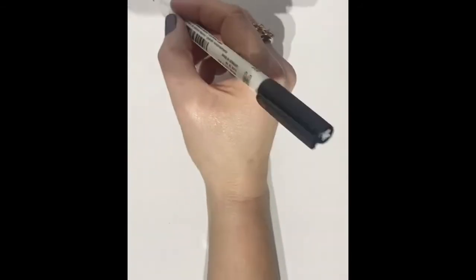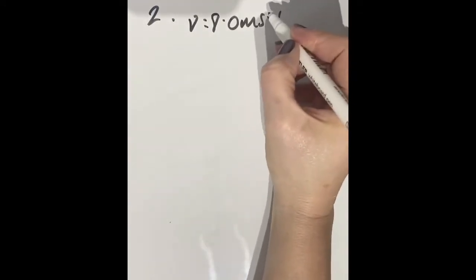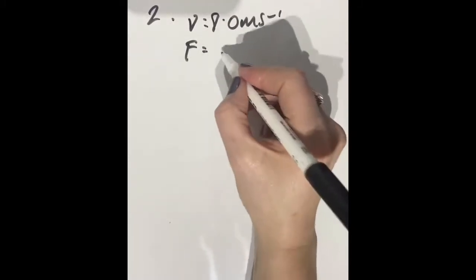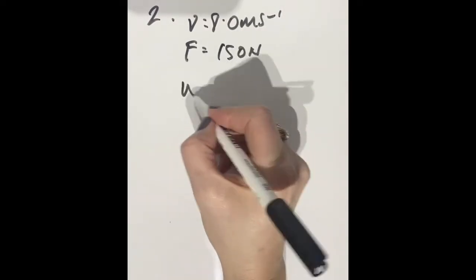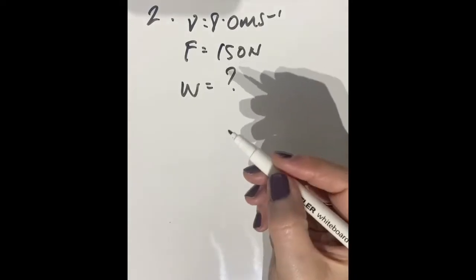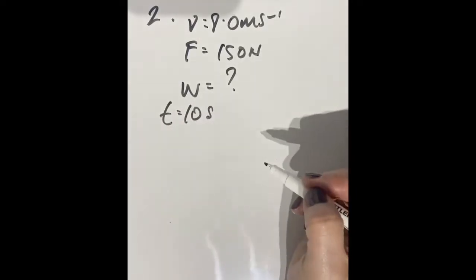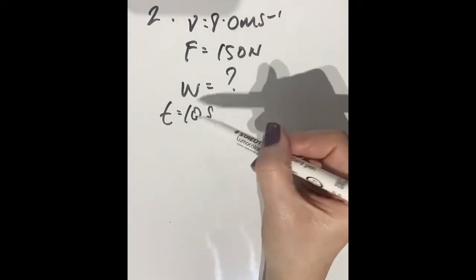Okay, question 2. A cyclist travelling on a level road at a velocity of 8 meters per second. Her legs provide a forward force of 150 newtons. How much work does she do in 10 seconds? Okay, t equals 10 seconds. So we know a velocity, we know a force, we need to calculate work, and we know a time.